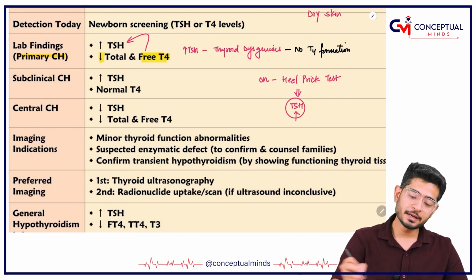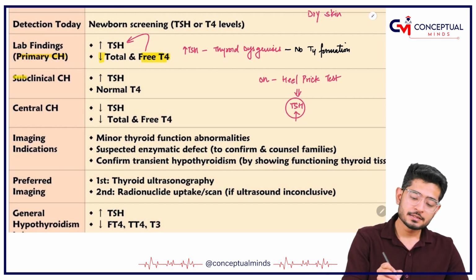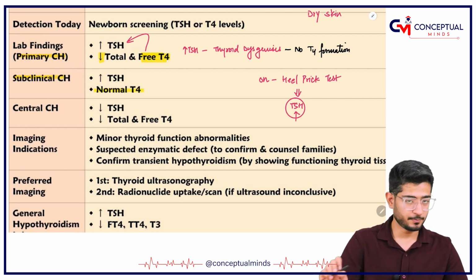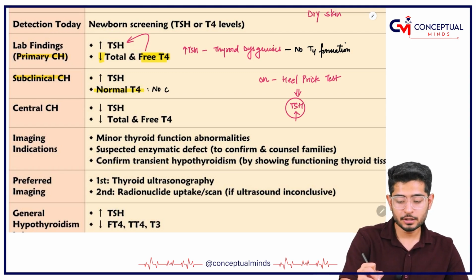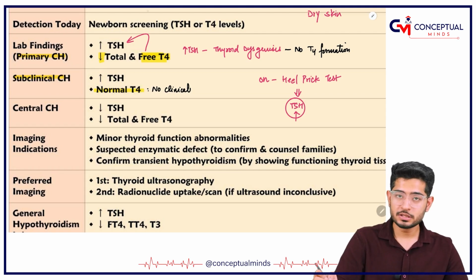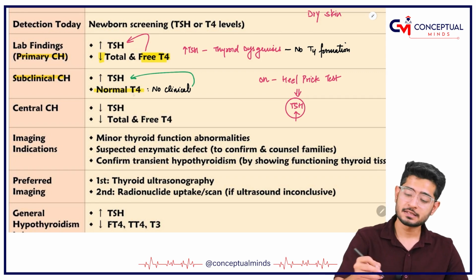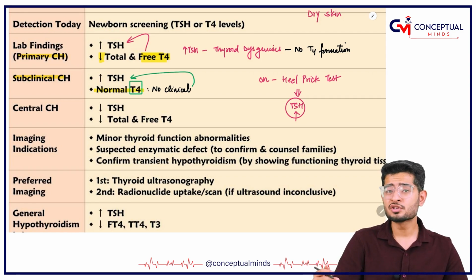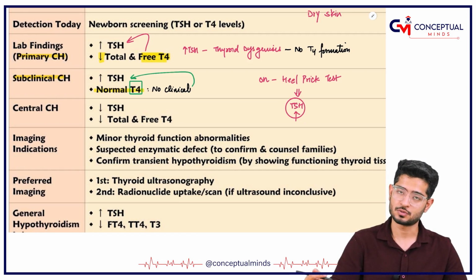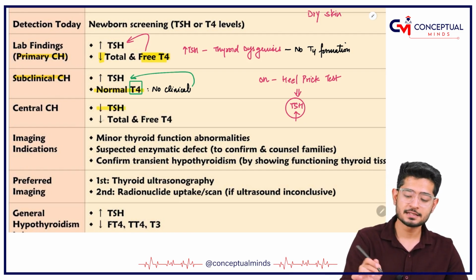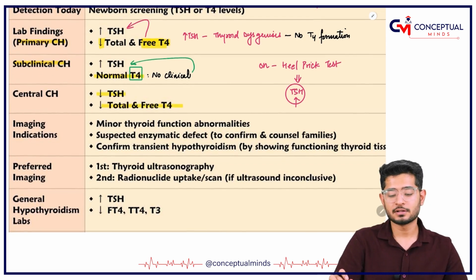What is subclinical? Subclinical means, of course, the T4 is normal, so there will be no clinical manifestations. But the TSH level will be raised. Despite TSH being raised, T4 is not raised, it is normal. That means TSH is demanding the T4 to be raised, but it is still not raised. That means there is hypothyroidism, but it is subclinical because there are no clinical manifestations. In central, of course, TSH is less, so the T4 and everything will be less.